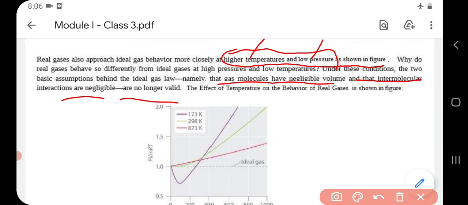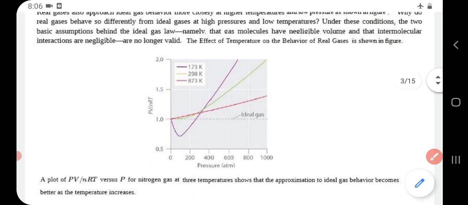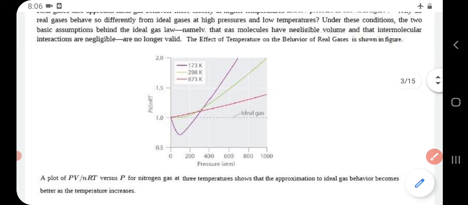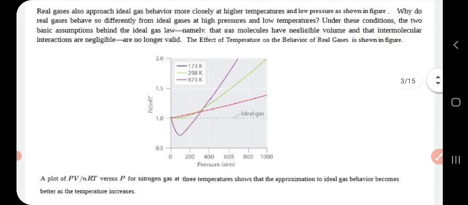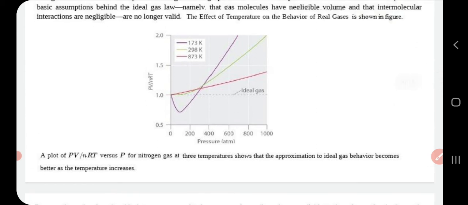Now this graph shows the effect of temperature on the behavior of real gases. As I said before, just mark the x and y axis, draw that intercept marking 1 there, write ideal gas, and show various other gases. They are all deviating from the ideal gas behavior, that is, they are all making intercepts other than 1, right? This example is shown for nitrogen gas at different temperatures.